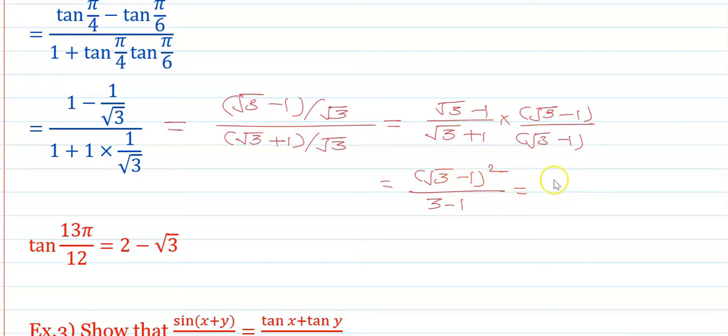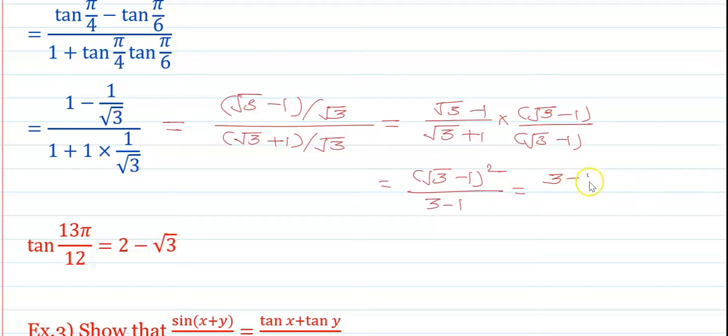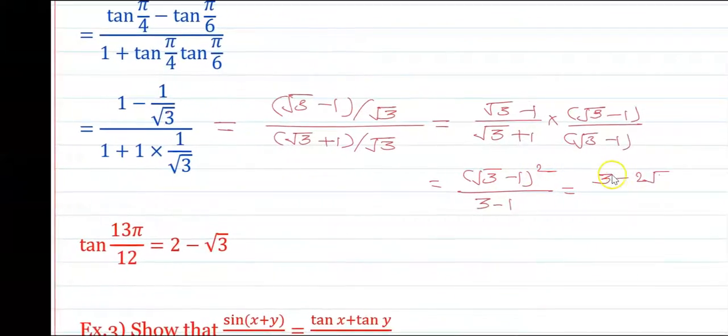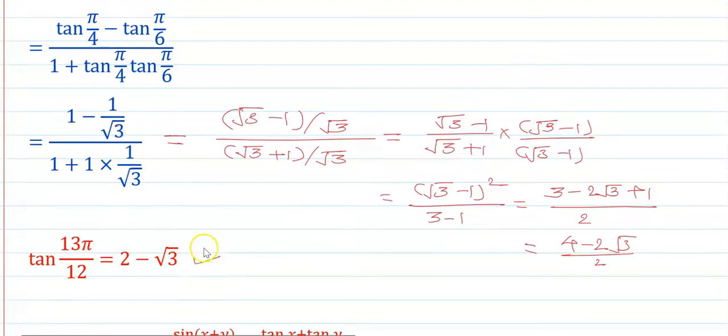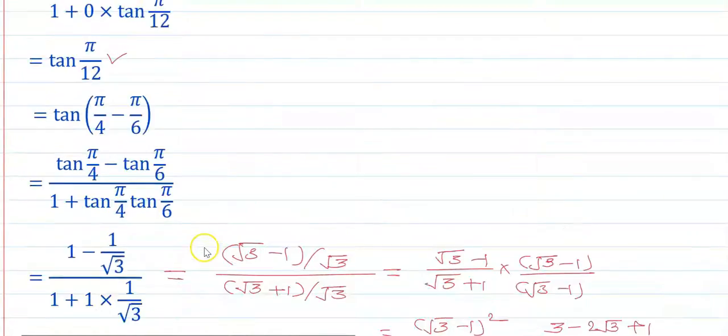Root 3 minus 1 bracket square, expand it: 3 minus 2 into root 3 into 1, that is minus 2 root 3, and plus 1, and this divided by 3 minus 1 means what? You will get here 2. Okay, 3 plus 1, 4. It is 4 minus 2 root 3 upon 2. Take 2 as common, then you will get 2 minus root 3, and hence the value of tan of 13 pi by 12 is 2 minus root 3, after all this simplification. Okay.